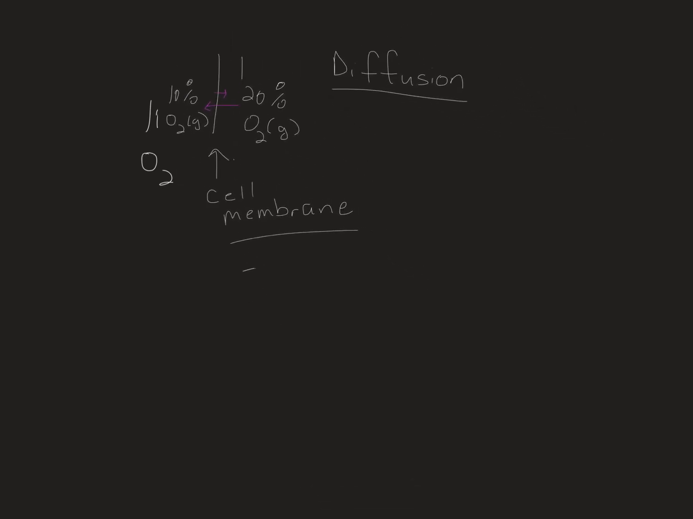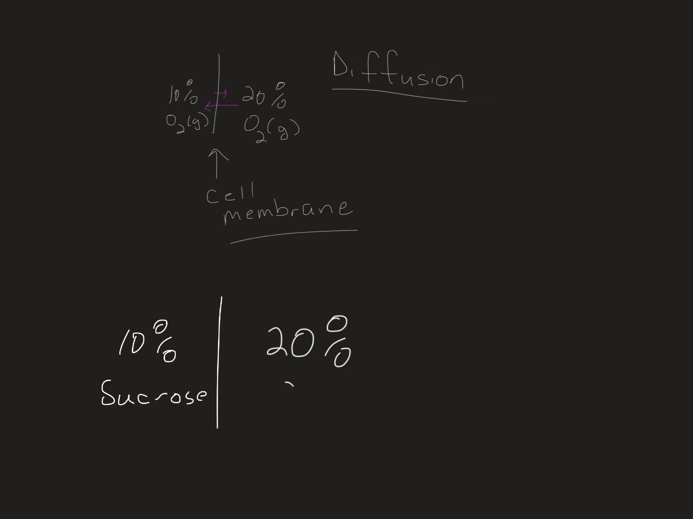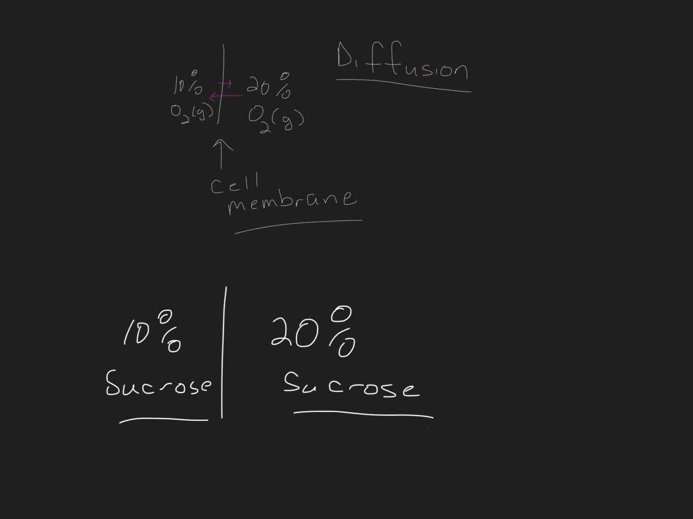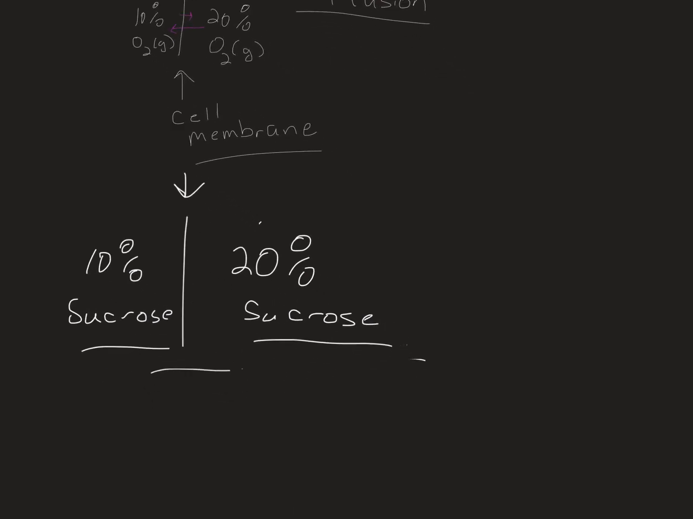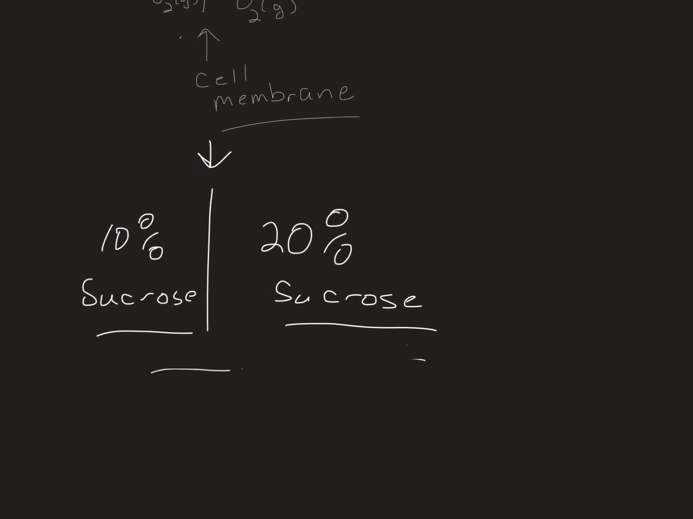Now, what if I have this same cell membrane, 10% and 20%, but instead of oxygen, it's sucrose. Sucrose can't get through easily. It's still a cell membrane. 20% sucrose. It can't get through, right? Because I'm not telling you there's any special transporter. It's not getting through. I'm telling you it's impermeable.